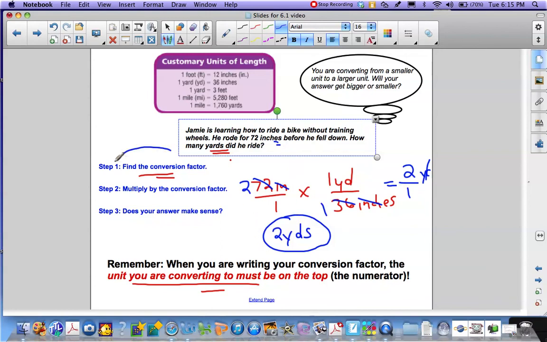All right, 3 steps always to follow. Number 1, find the conversion factor, then multiply by it. Does your answer make sense? And this is the key right down here. The unit you're converting to must be on the top. Always be sure your answer makes sense.